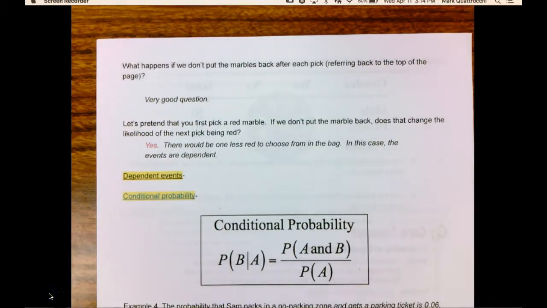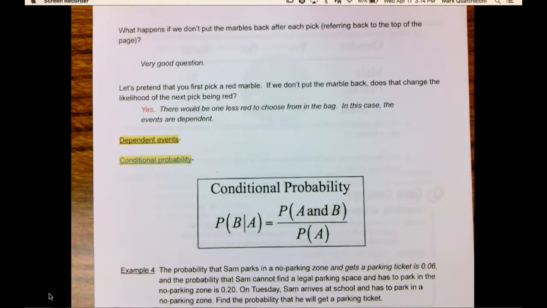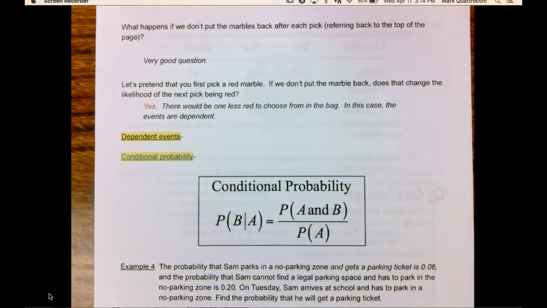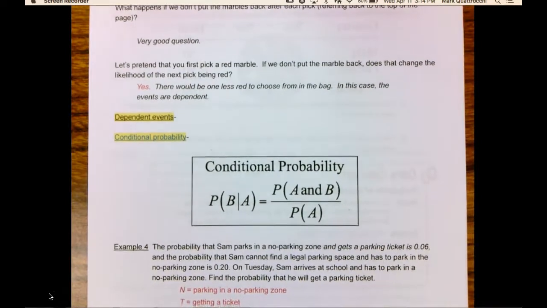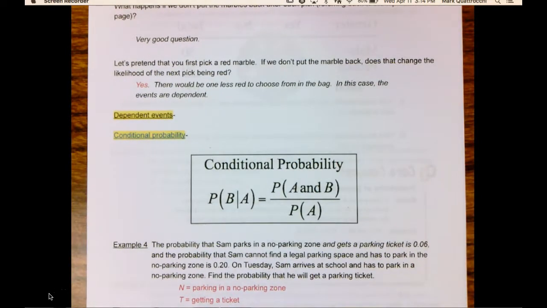So referring back to the top of the page, what happens if we don't put the marbles back after each pick? Let's pretend that you first pick a red marble. If we don't put the marble back, does that change the likelihood of the next pick being red? Yes, because there would be one less red to choose from in the bag. In this case, the events are dependent events.